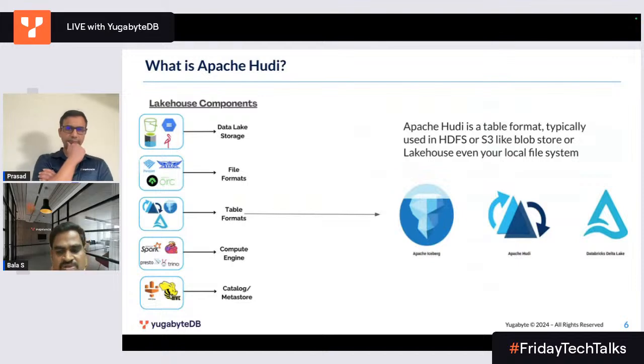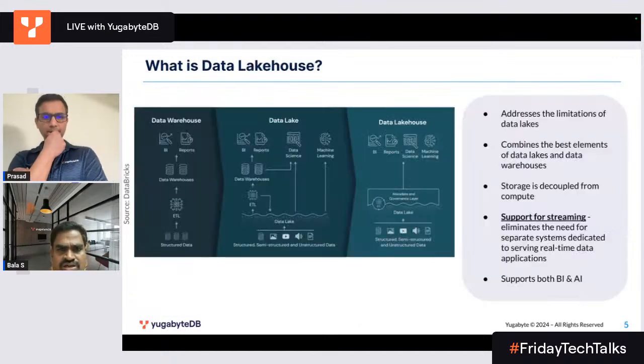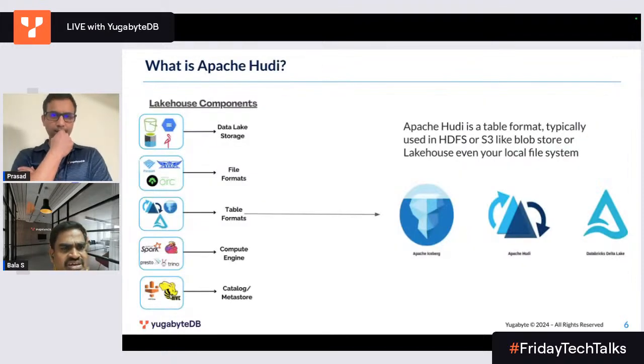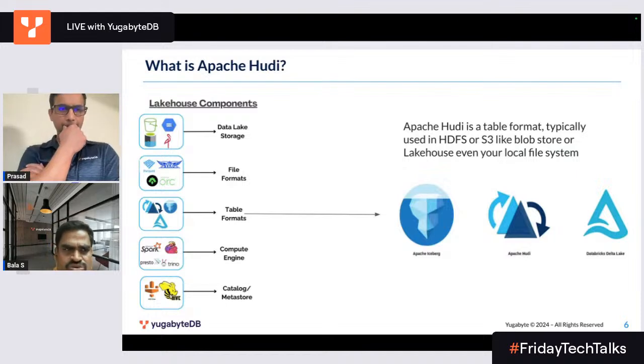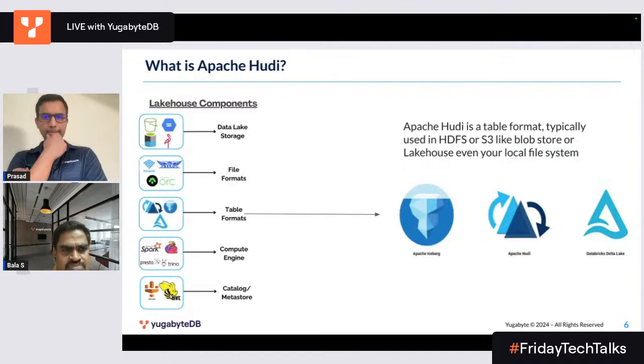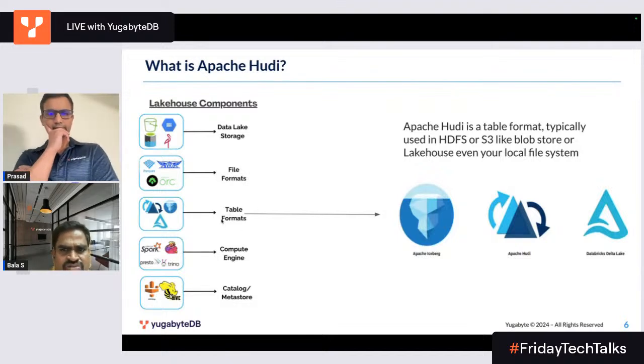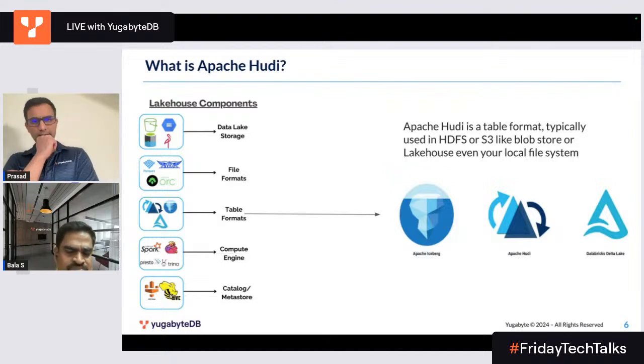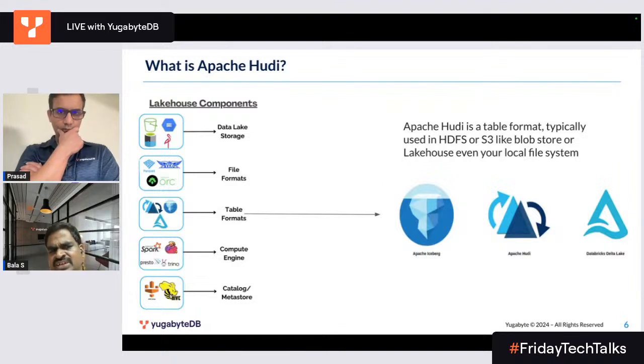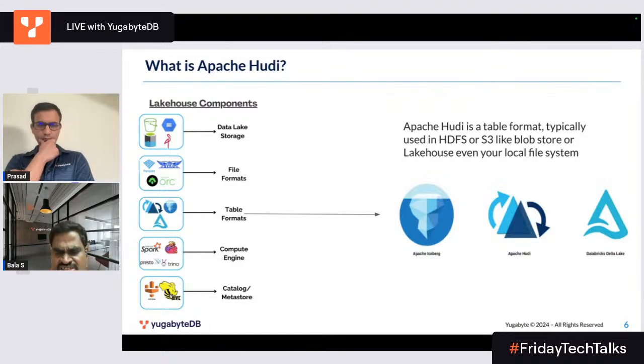So specifically, we are going to talk about a data lakehouse, and in this case we thought of taking Apache Hudi. Where does Apache Hudi come in the data lakehouse components? As you can clearly see, Apache Hudi is one of the table formats, typically used in HDFS or S3, like a blob store, or even a local file system. You can keep your Apache Hudi table format there. Apart from that, there are other components which we are not touching on in this demo.